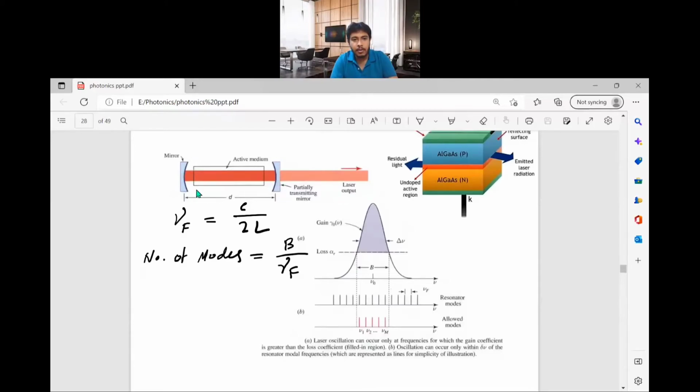So this is the gain medium, and these are the two mirrors. These mirrors will be used to reflect the incident photon here. This is the active medium which provides the gain. If the gain is greater than the loss, then only you will have the laser action.